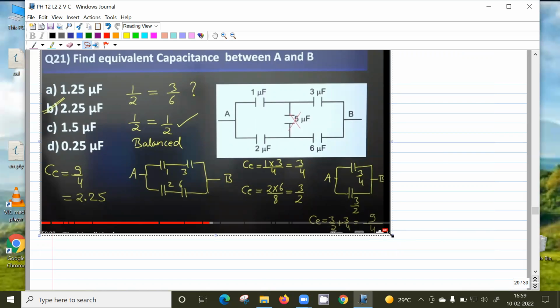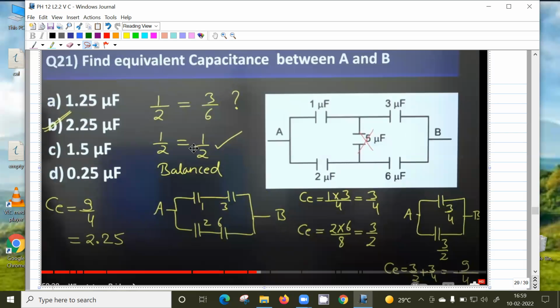Next, DC by 4. This is also very simple. Okay, this is a different concept. So this one, how will you solve? How to find the equivalent capacitance? Similar kinds of problems were solved before, sir.